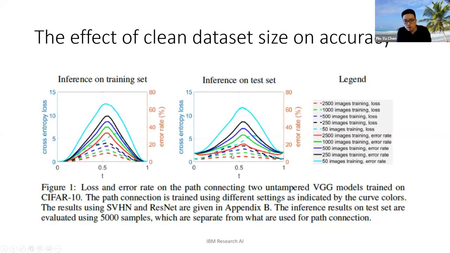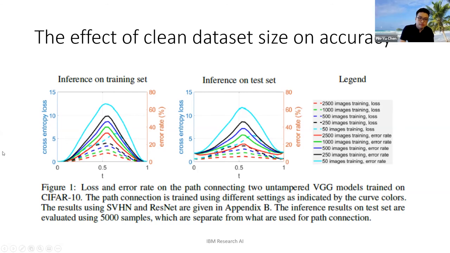This is very intuitive in the sense that if you have less training data, the loss and then the error rate may be higher when you go along the curve. But as long as you have sufficiently many training data, the training loss wouldn't be too much different from the end models.